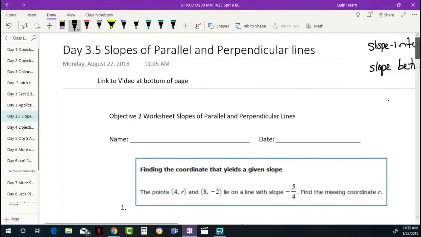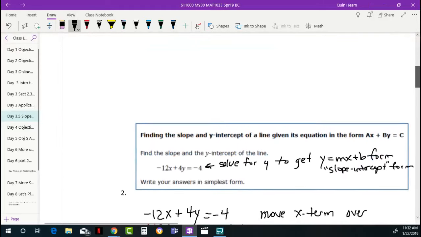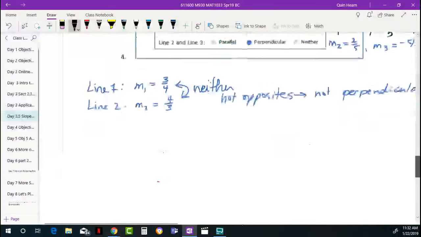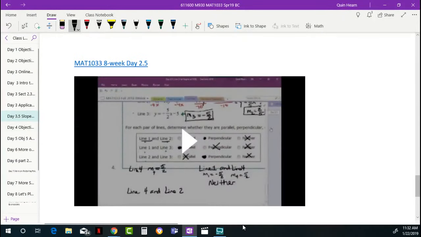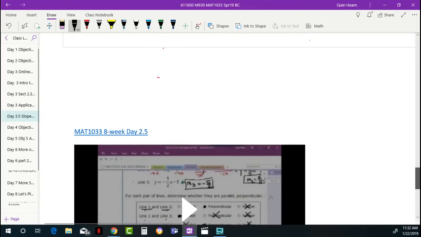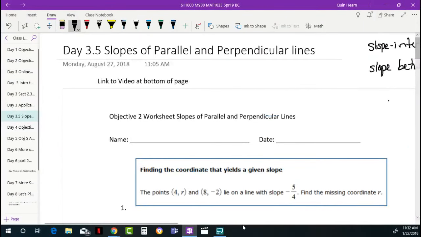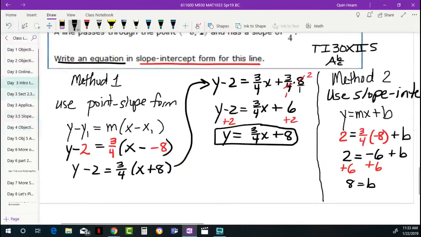For the purpose of this lesson, I'm just going to briefly mention parallel and perpendicular lines and what that means. But there is a video on this that I have posted that you can watch. The link to it is in your OneNote under day 3.5. You can come down to this link here on day 3.5 and watch the video. And it's all about slopes of parallel and perpendicular lines. But the main thing to know about parallel and perpendicular lines, I can teach you very, very quickly.